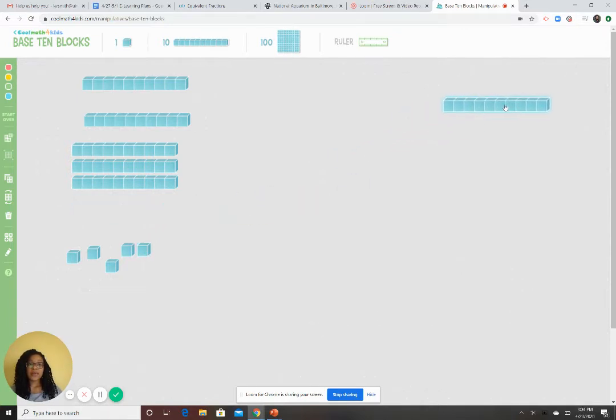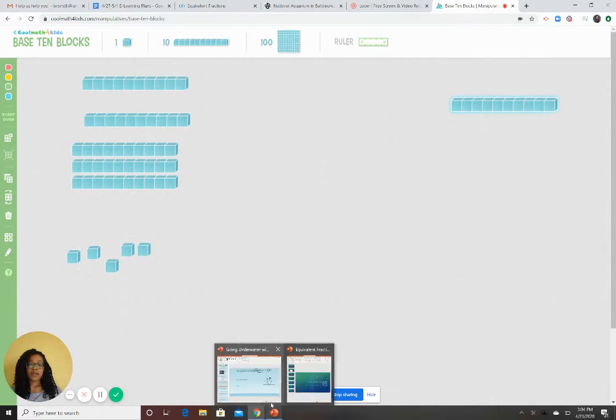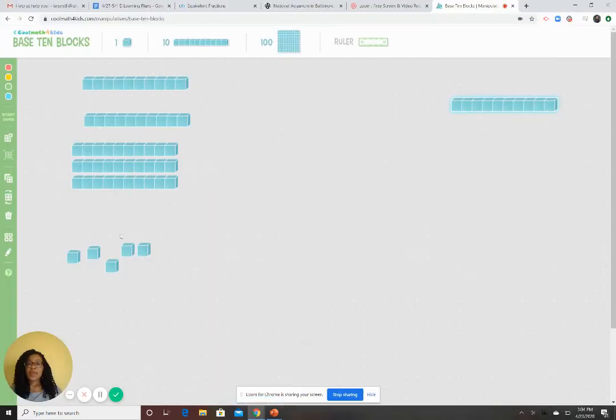to take away 27, right? So we can't take away 7 ones from 5 because we don't have enough. So we're going to decompose this 10 and create smaller parts. So we're going to create 10 ones.